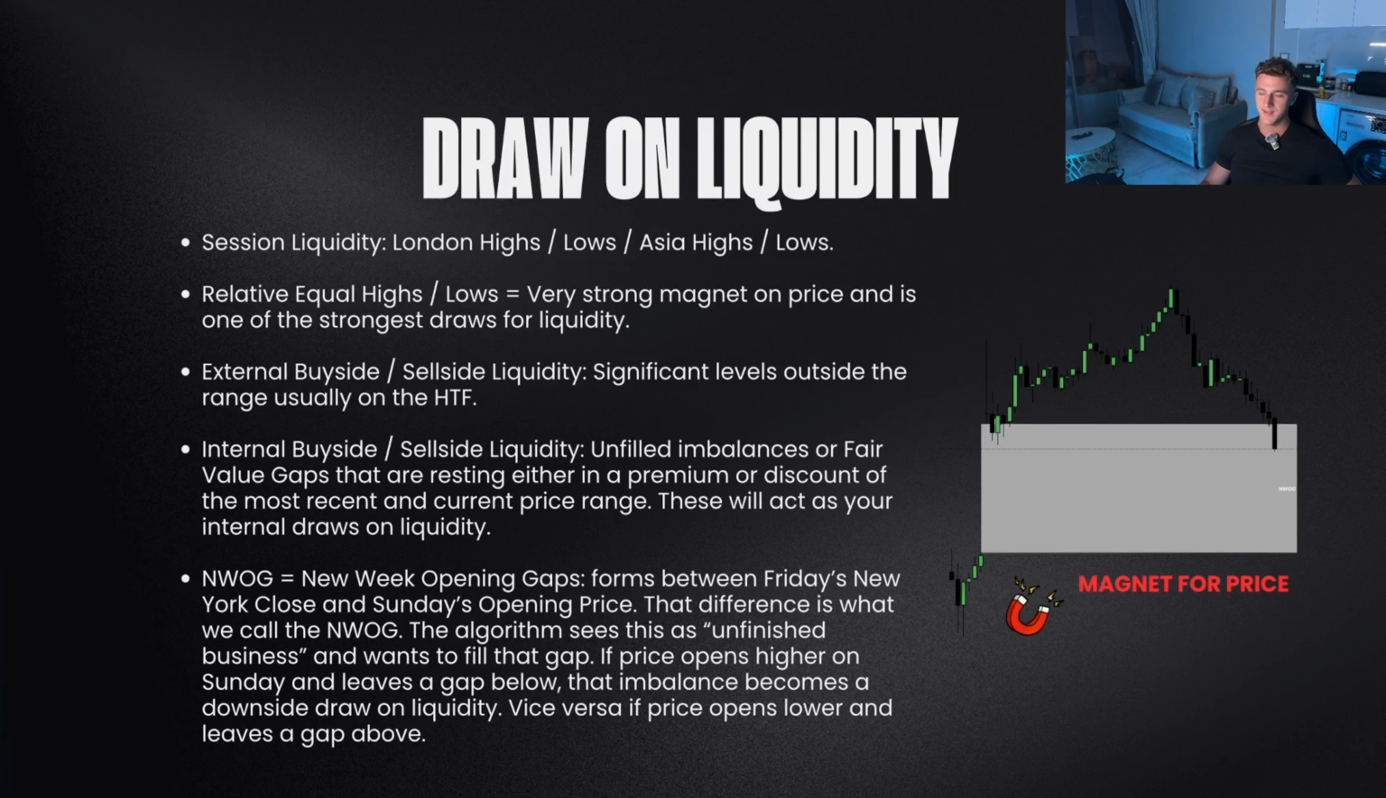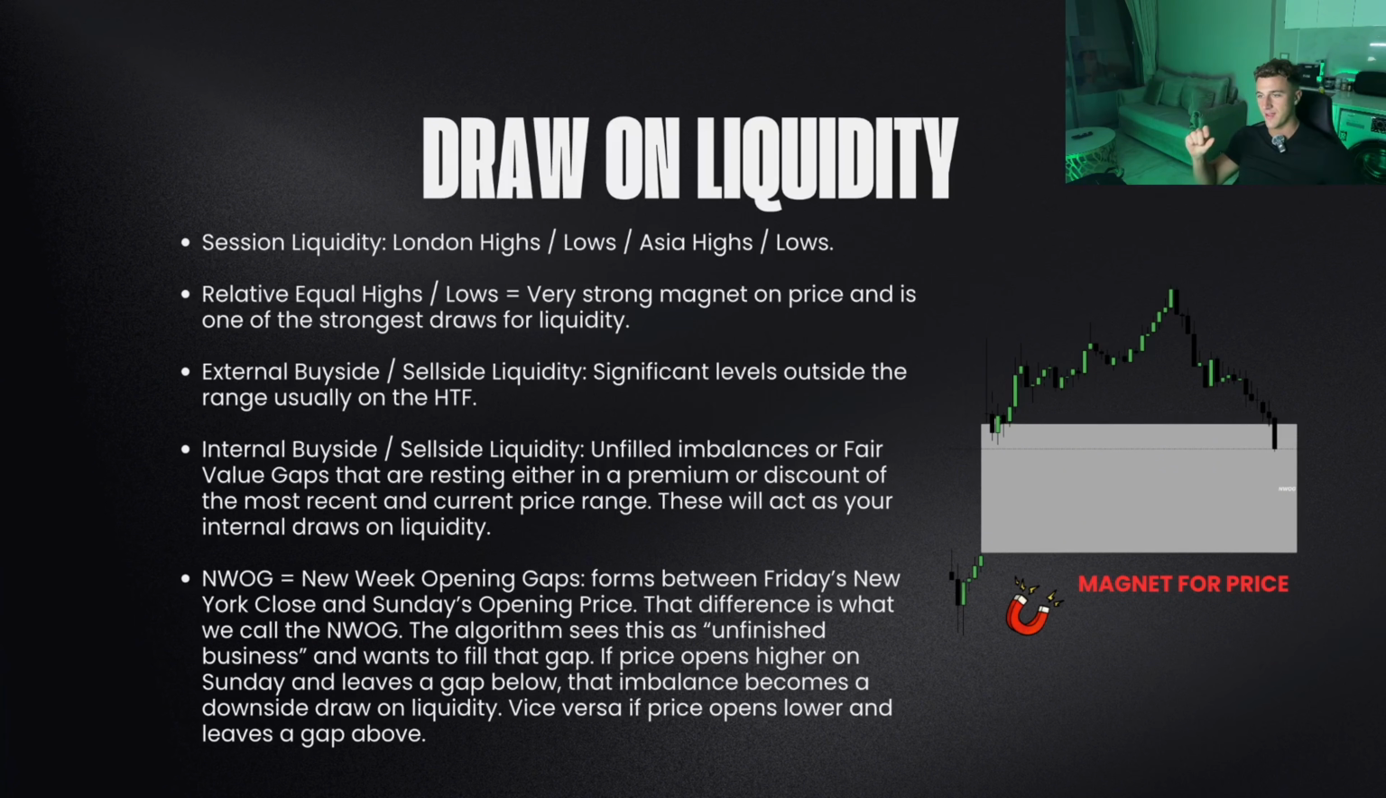Number four is going to be internal buy side and internal sell side liquidity. An example of this is an unfilled imbalance or fair value gap that is resting either in a premium or in a discount of the most recent and current price range. So what do I mean by that, right? If we have that price range, the previous daily low and the previous daily high, we have the external levels marked out, right? Anything internal is obviously going to be inside of the range.